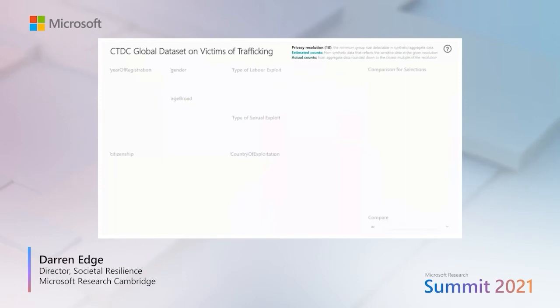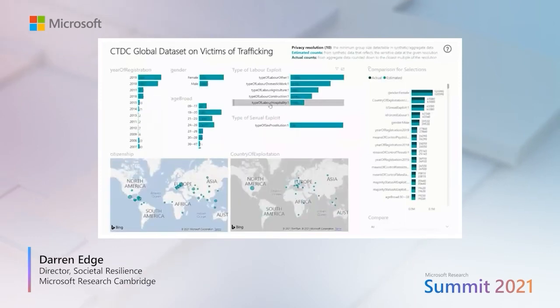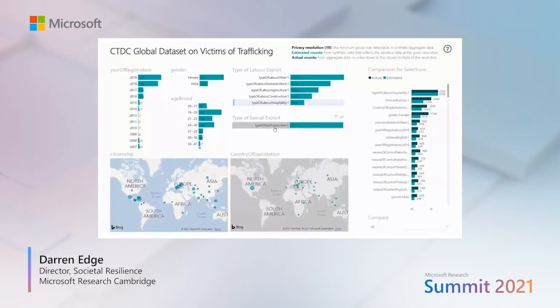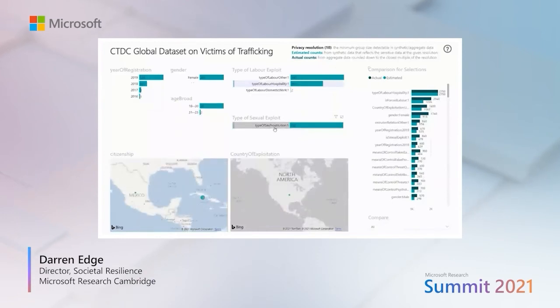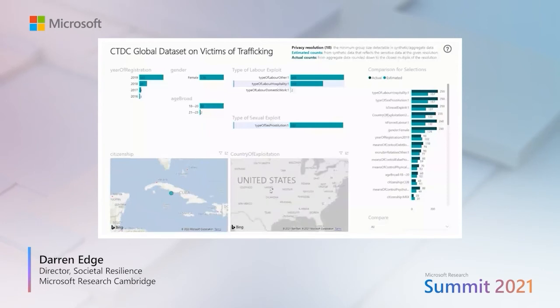Let's now look at some other aspects of the data. We have data on types of exploitation in terms of labor and sexual exploitation. And we see some evidence of crossover here in terms of the hospitality sector and prostitution. And we can also notice that this appears to be a particular problem for citizens of Cuba being exploited in the United States. So again, this is not conclusive evidence that this is a big problem, but it's evidence of a problem that might warrant further investigation.